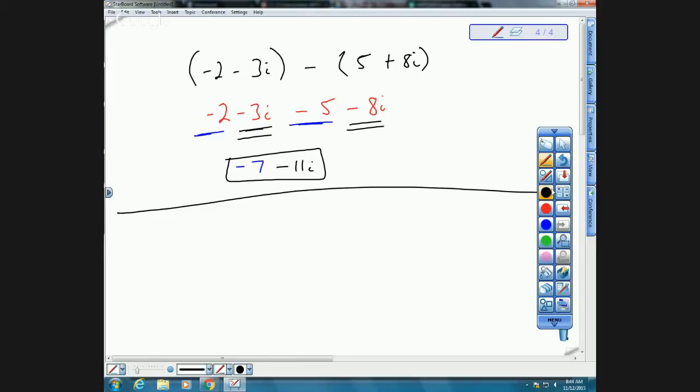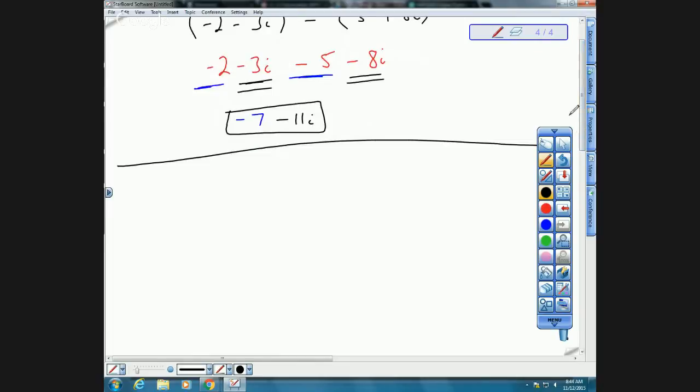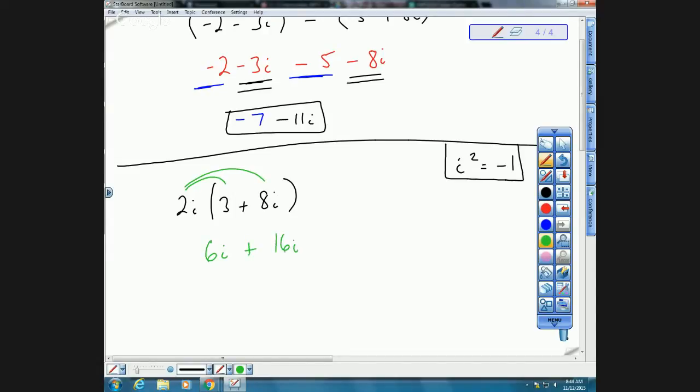There is one catch to multiplying that makes it a little bit tougher, and that's what I said a minute ago, that i squared equals -1. You will need to know that i squared equals -1. So when I'm multiplying here, if I had 2i times 3 plus 8i, what property is this? Distributive property. So 2i times 3 would be 6i. 2i times 8i would be 16i squared.